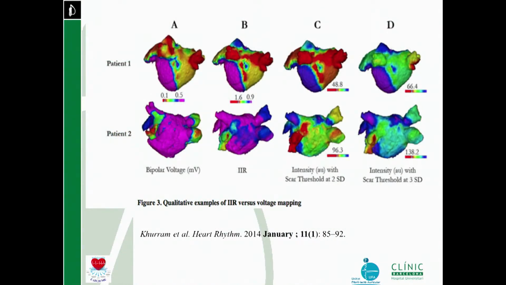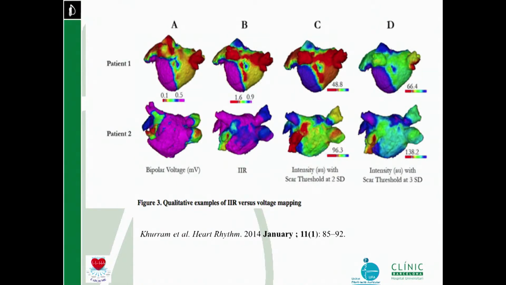But how do we standardize that? How do we reproduce that? And this is an example of how variable the image that you obtain with MRI can be depending on the threshold that you choose. This is the low voltage area that you see in those 2 patients, electroanatomical mapping. This is using an intensity ratio that is corrected by the normal intensity. This is using another technique, which is to choose 2 standard deviations over the region that you consider the normal region. This is 3 standard deviations.